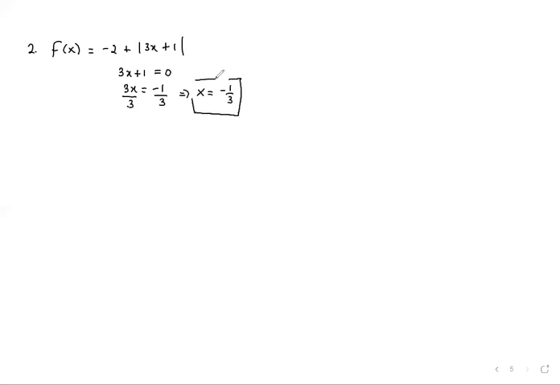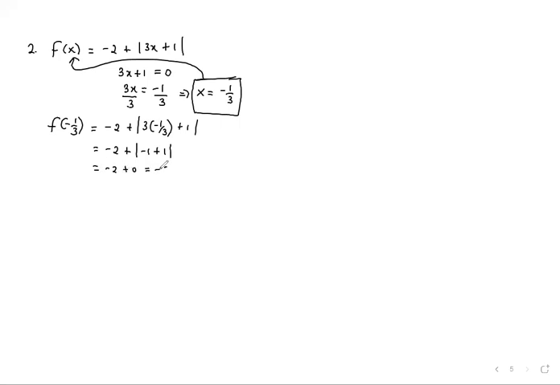This number here, we get as it is, take it in f. So what is f of -1/3? That is -2 plus the modulus of 3 times -1/3 plus 1. So that we get -2 plus the modulus of -1 plus 1, which is -2 plus 0, which is -2. So we have a point, -1/3, -2. So we can sketch.